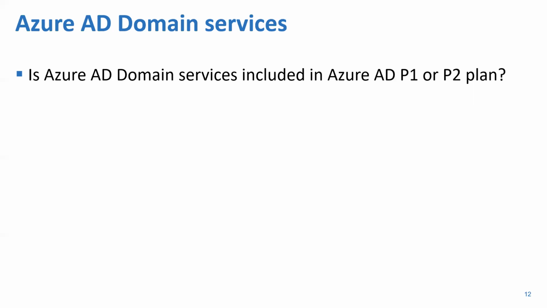So this is a quick question, and I would like people to participate in the chat and let me know. Is Azure AD Domain Services included in Azure AD Plan 1 or Plan 2? You can just use the chat and let me know if you think it's included in Plan 1. You can say Plan 1 or P1, or you can say P2. I'd appreciate if people can participate in the chat and let me know, what do you think? Does it include in P1, P2? Okay, I see some of the folks saying P2.